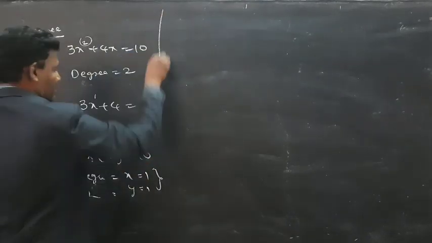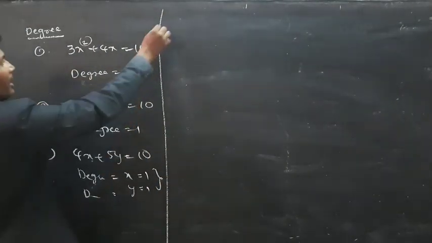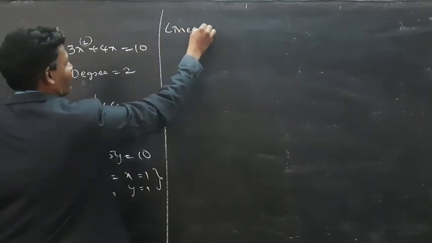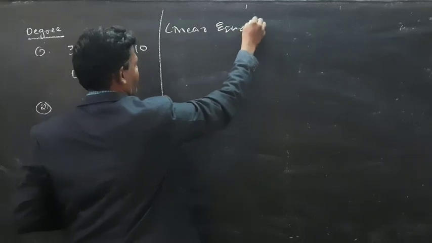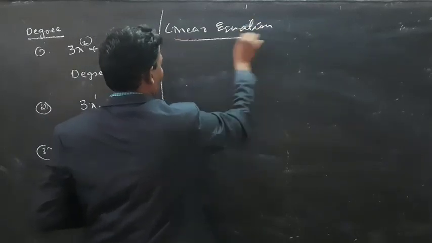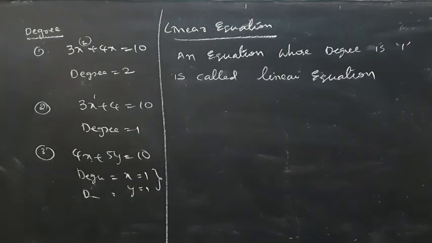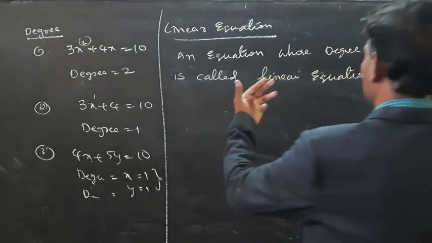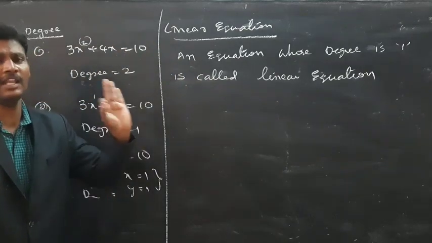But I need not just an equation, I need a linear equation. What is the meaning of linear equation? An equation whose degree is 1 is called a linear equation.